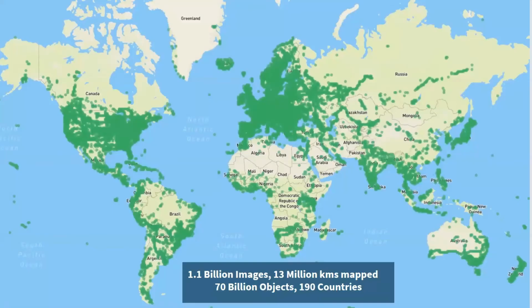Currently we have about 1.1 billion images on our platform across the world. This covers almost 13 million kilometers, with around 70 billion objects in 190 countries. All the images which are available publicly on our platform are completely free to host. We do not charge any hosting on our platform. It has always been free since the start of Mapillary in 2013.